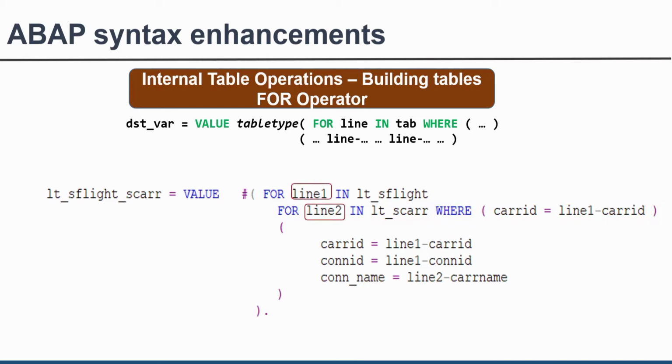Line 1 and line 2 are the temporary work areas which you don't have to declare and which will contain the respective structures. Finally, you can address the data read from them and transfer it to the target structure. Since the keyword VALUE is used, this creates records in the final internal table.